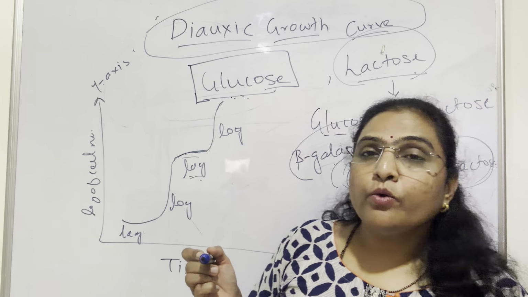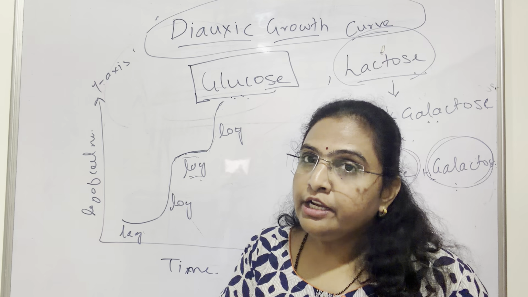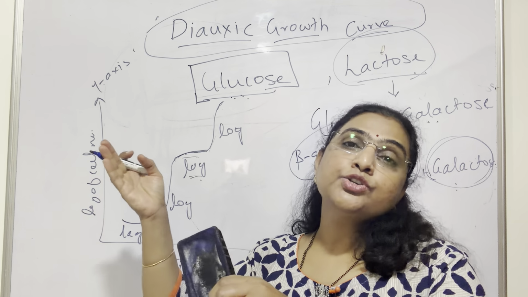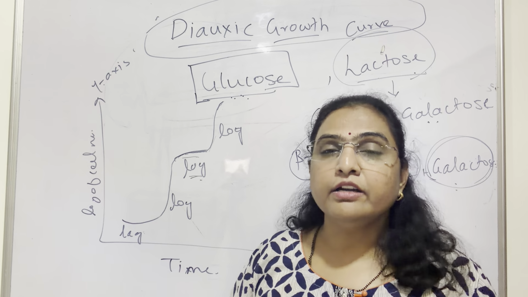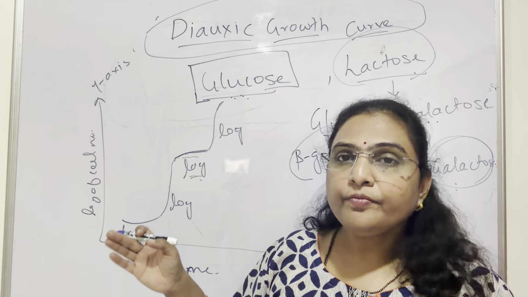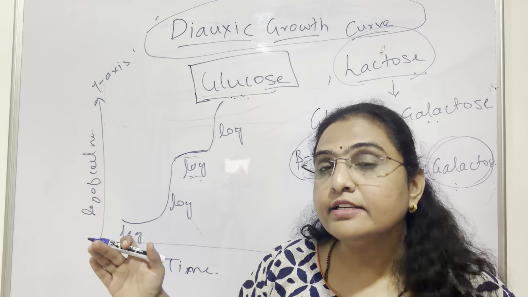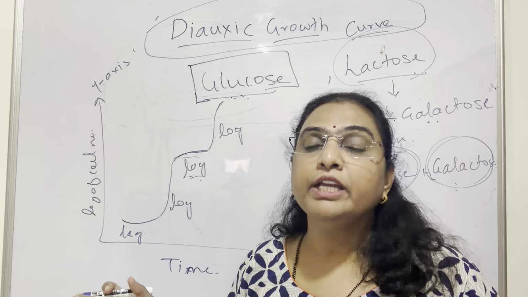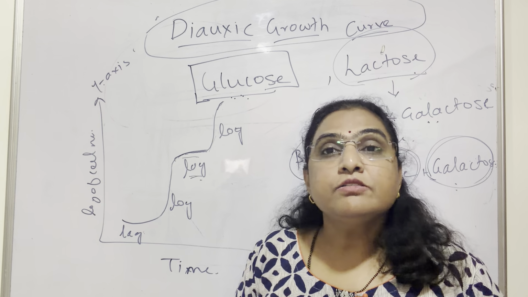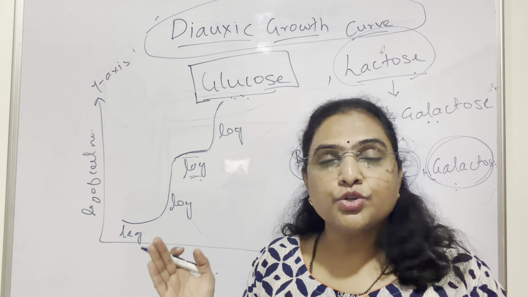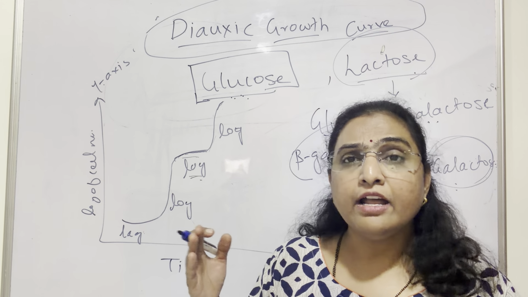Okay, so in this way, when you are providing two types of carbon sources, you can study the sequential utilization of the carbon sources by bacterial cells, like E. coli or any other bacterial cell. Are you getting it? Sequential utilization of the carbon sources is studied in a diauxic growth curve. Okay. So by studying the sequential utilization of the carbon sources, Jacob and Monod discovered the lac operon also.